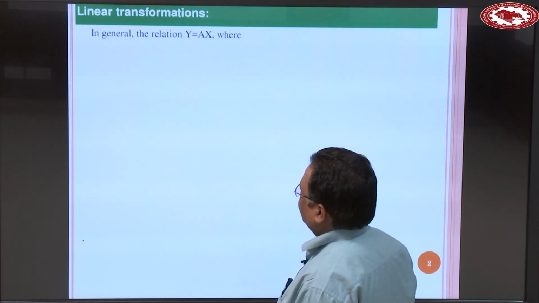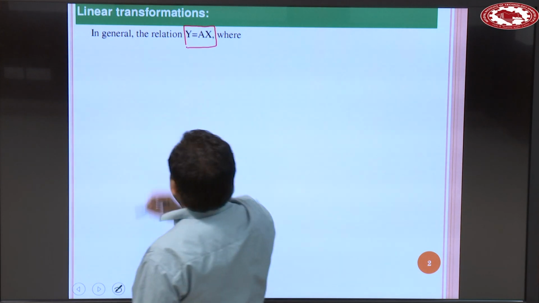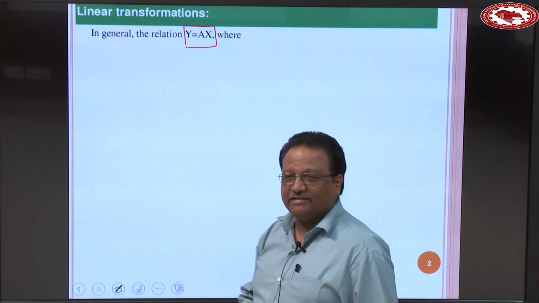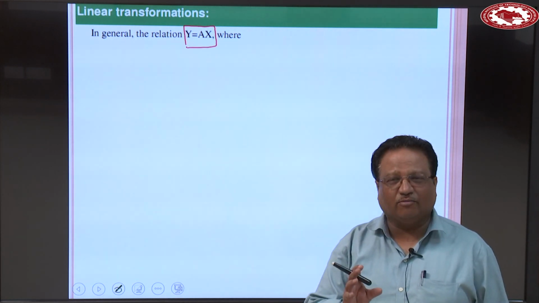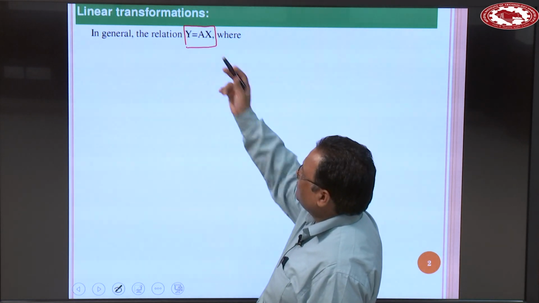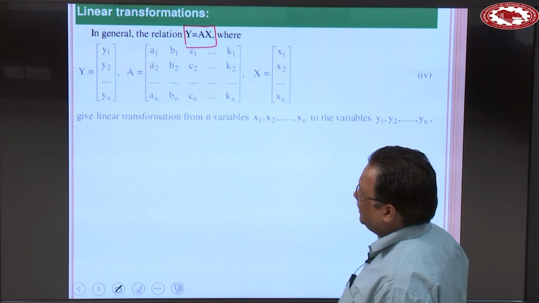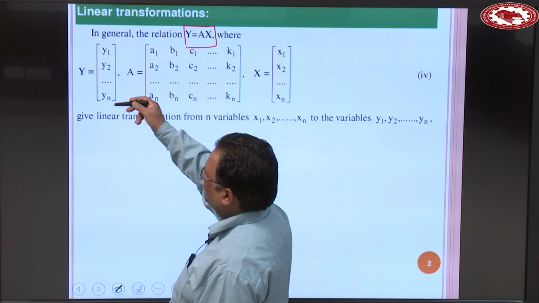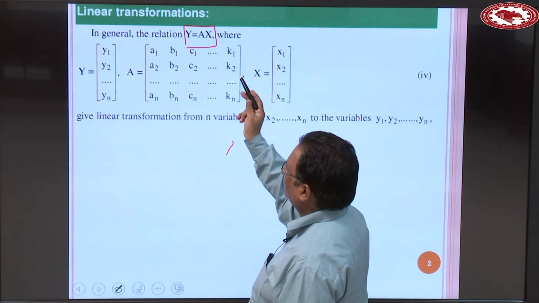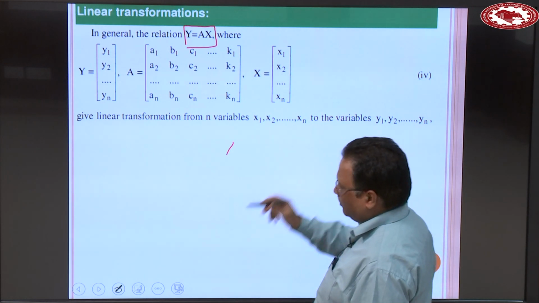So, linear transformation. In general, the relation y is equal to ax. This y is equal to ax is the compact form of simultaneous equations. That is the matrix form of simultaneous equations. In general, the relation y is equal to ax, where y is equal to y1 y2 up to yn, a is equal to a1 b1 c1 k1, a2 b2 c2 k2, an bn cn kn, and x is equal to x1 x2 and so on up to xn.